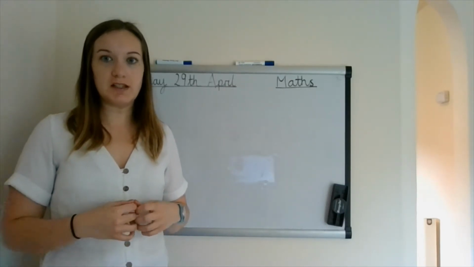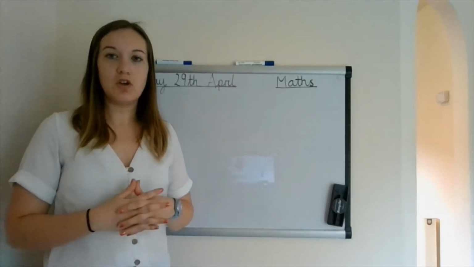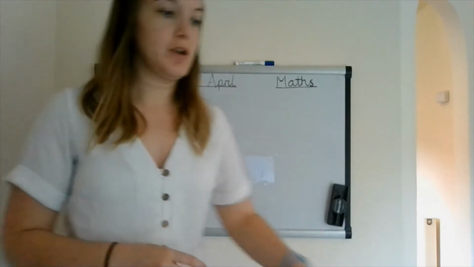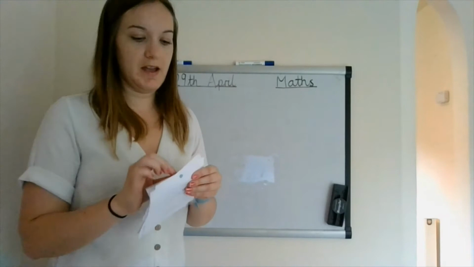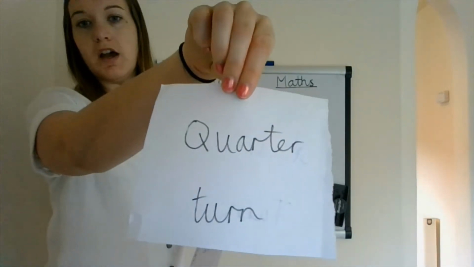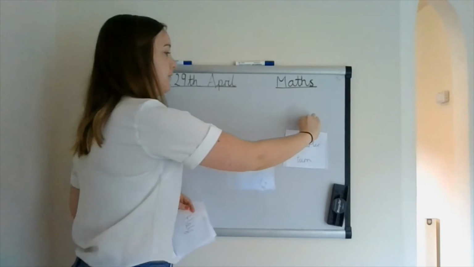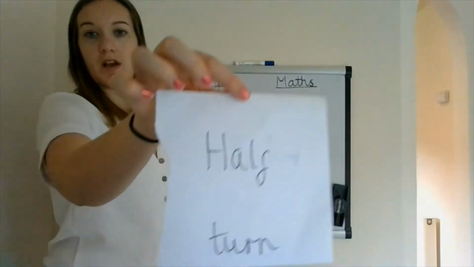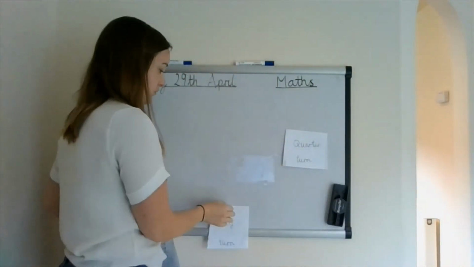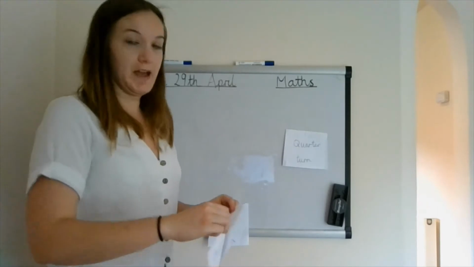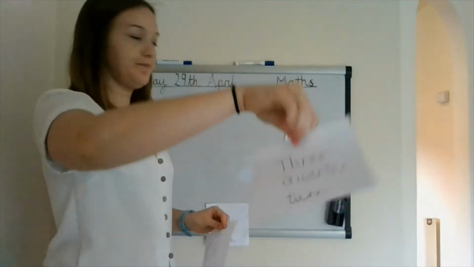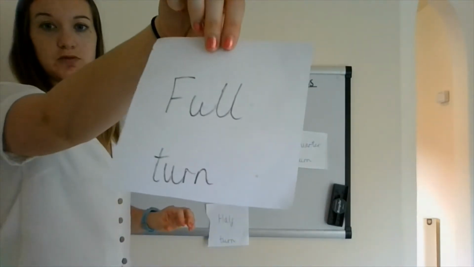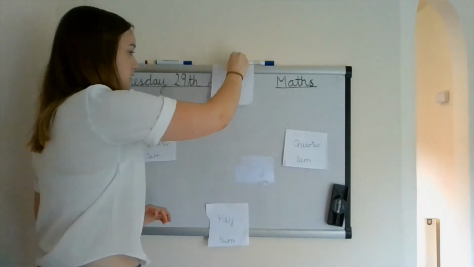Okay, so the first thing to do is to remind yourself about all the different terms we did yesterday. So I'm going to go through them and put them on my whiteboard. Okay, so we have quarter turn. So that's going to go here. We have half turn, so that goes at the bottom. And we have 3/4 turn, that's going to go over here, hopefully you can see that. And the last one is full turn. Okay, so I'll pop that at the top.